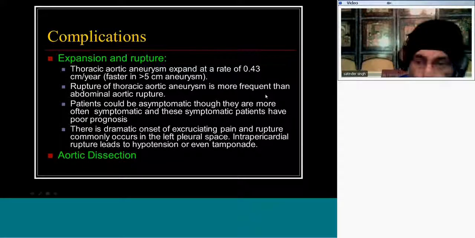Rupture of the thoracic aortic aneurysm is more frequent as compared to the abdominal aortic aneurysm, which is more commonly found. Patients, as I said, could be asymptomatic, but they can become symptomatic. And if these patients develop symptoms because of rupture, the outcome is usually poor.